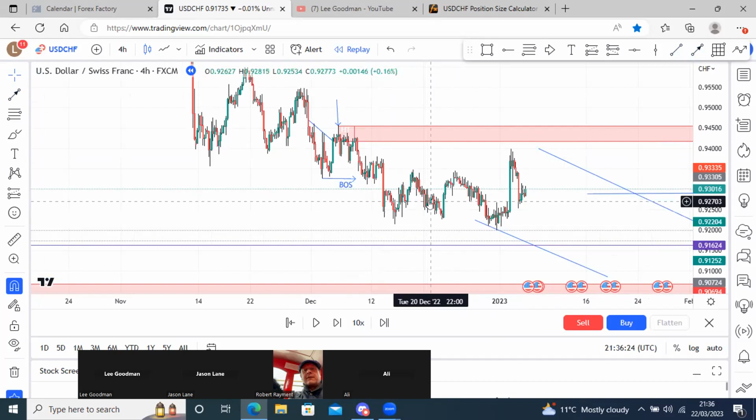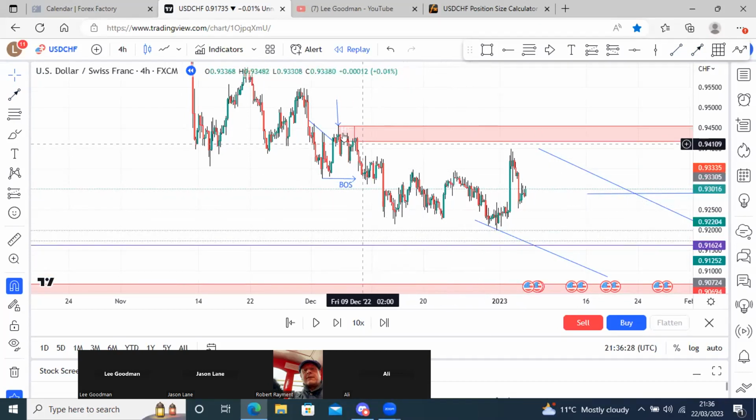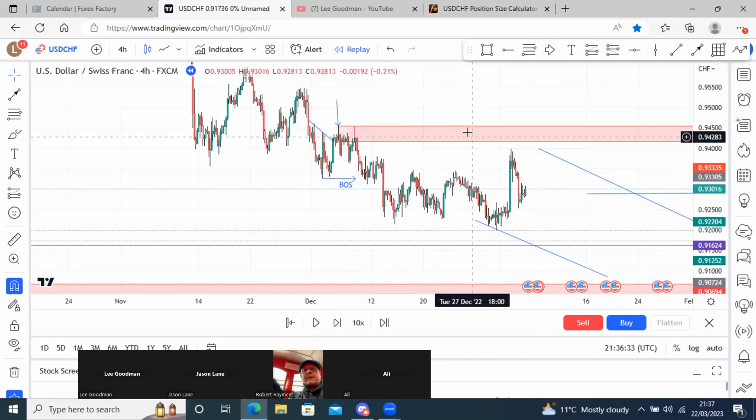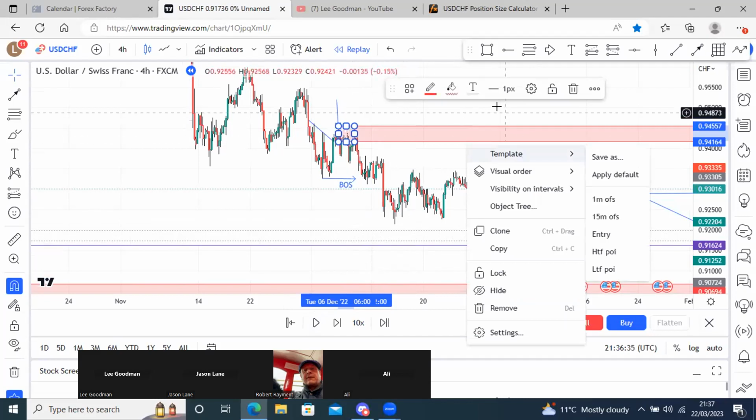Yeah, so I would have seen the chart somewhere around here, no doubt, after a bit. But yeah, so I drew that box. I would have then, like I say, set an alert.